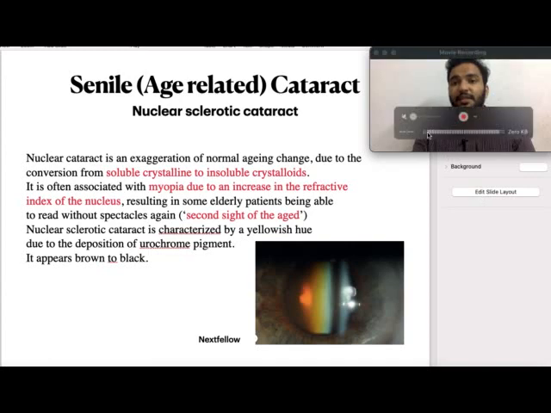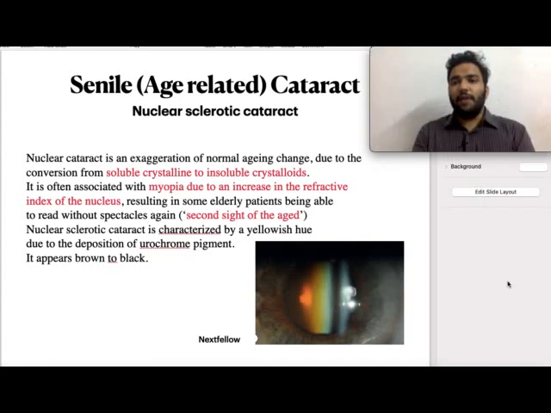And usually the patient will have second sight, they call it. That is because of presbyopia, the patient will be seeing things a little far ahead because their accommodation is affected. But later on, what happens is they will get second sight. That is, the patient can see near vision because the accommodation is increased because of the refractive index of the nucleus. So that is one important point.